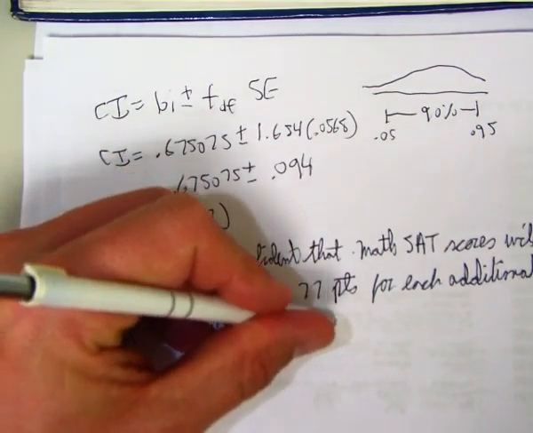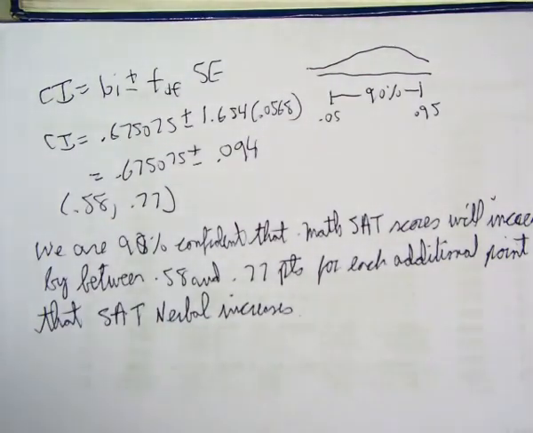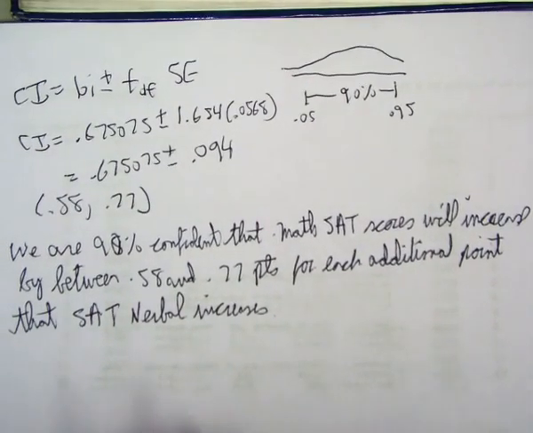Okay, you could put that other ways. You could say as SAT verbal increases by 1, math SAT will increase by between 0.58 and 0.77. It's just a different way of writing the same thing. Again, you put 90% confident in front of it. But the whole point is we're 90% confident that when the SAT verbal goes up 1 point, the math SAT will go up between 0.58 and 0.77 points. So there is a positive relationship between those two.